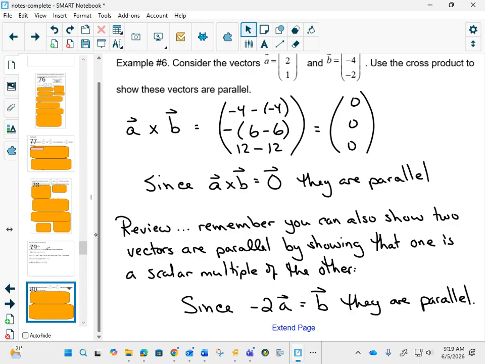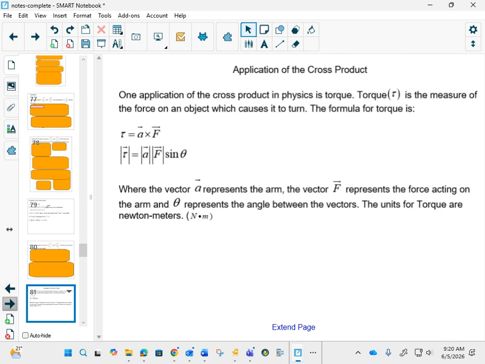And for those of you that have taken physics, here's another application of the cross product: torque. Torque is the measure of force on an object which causes it to turn. So we apply torque to a nut if we put a wrench on it and push on the end. That's why the longer it is, the more torque, the more power that we have.